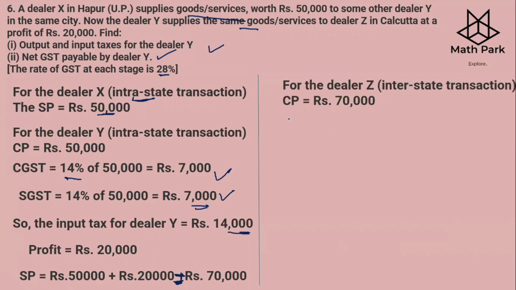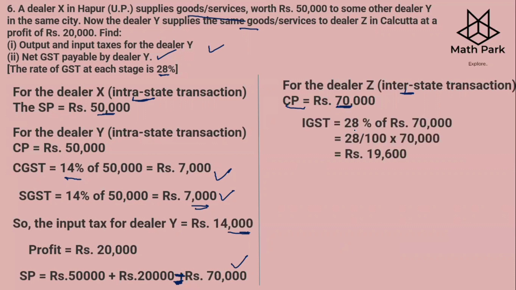Now, for dealer Z, this selling price for Y is going to be the cost price for Z. CP for Z, which is an interstate transaction, from UP to Kolkata. Now, 70,000 is the cost price. On that, we will have to calculate IGST. So, IGST is 28% of 70,000.